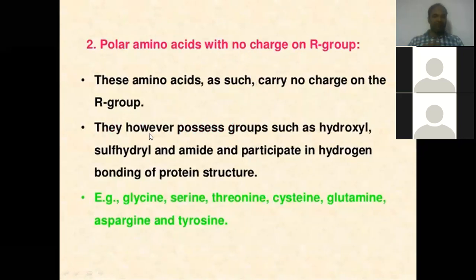They, however, possess the groups such as the hydroxyl group, sulfhydryl, and amide, and participate in the hydrogen bonding of protein structure. ये जो अमीनो एसिड्स होते हैं वो प्रोटीन स्ट्रक्चर बनाने के लिए जो हाइड्रोजन बॉन्डिंग होती है उस हाइड्रोजन बॉन्डिंग के लिए हेल्प करेंगे. ठीक है. So the polar amino acids with no charge on the R group, they take part in the hydrogen bonding of protein structure. प्रोटीन स्ट्रक्चर का जो हाइड्रोजन बॉन्डिंग होगा वहां पे ये अमीनो एसिड्स हेल्प करेंगे.